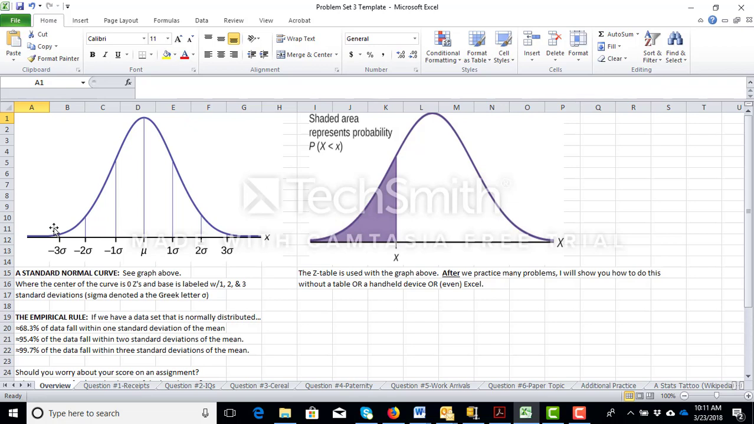Imagine that we had 50 different jaguars, and we wanted to look at what their average speed was. If we started tracking this, we would end up seeing these bell-shaped curves.